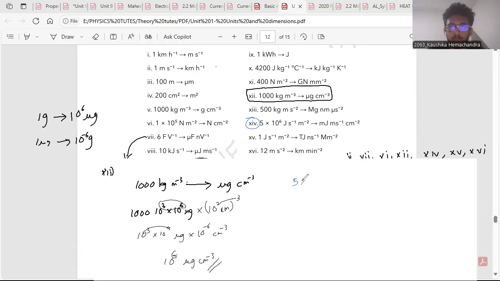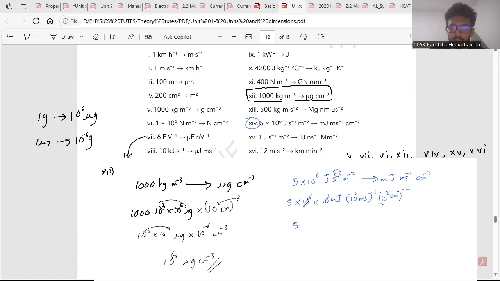14th one, 5 into 10 to the power 6 joules per second per square meter going into millijoule per millisecond per square centimeter. So there are 3 units now we have to consider. 5 into 10 to the power 6 joules to millijoule. 1 joule to millijoule is 10 to the power 3 millijoules. Per second to per millisecond. 1 second is 10 to the power 3 milliseconds, into 10 to the power 1, this one. Then per square meter to per square centimeter. That is meter to centimeter is 10 to the power 2 centimeters to the power minus 2.